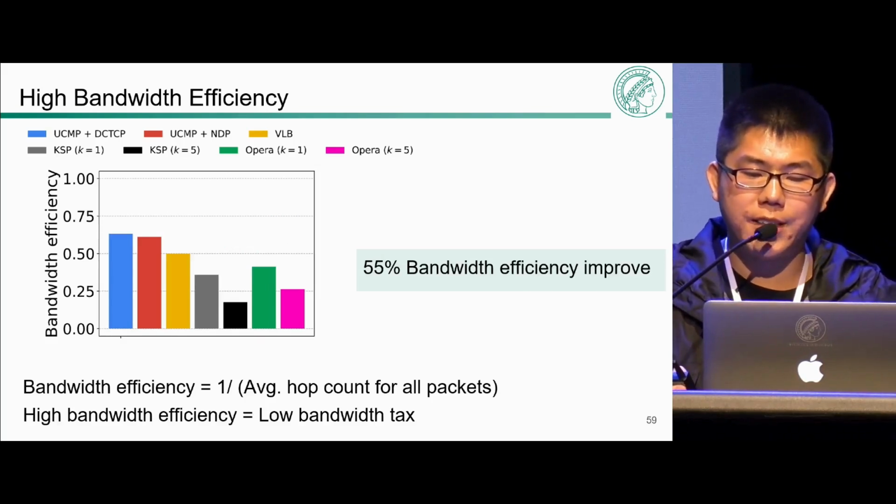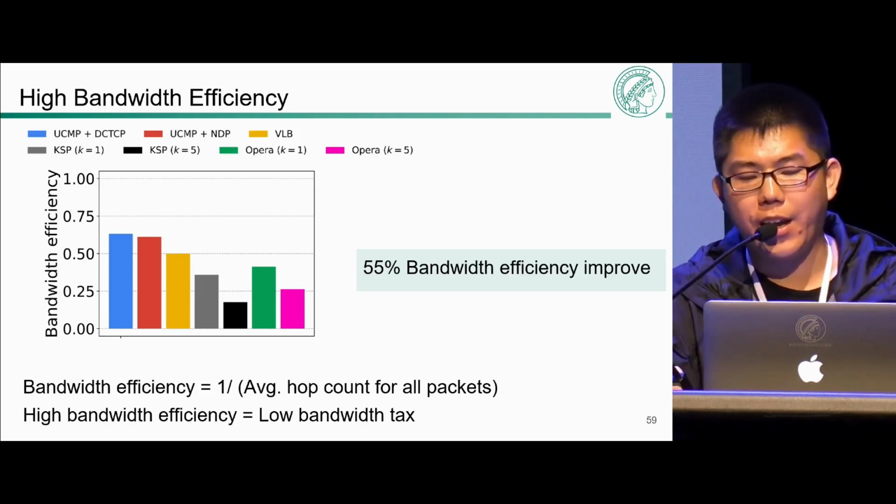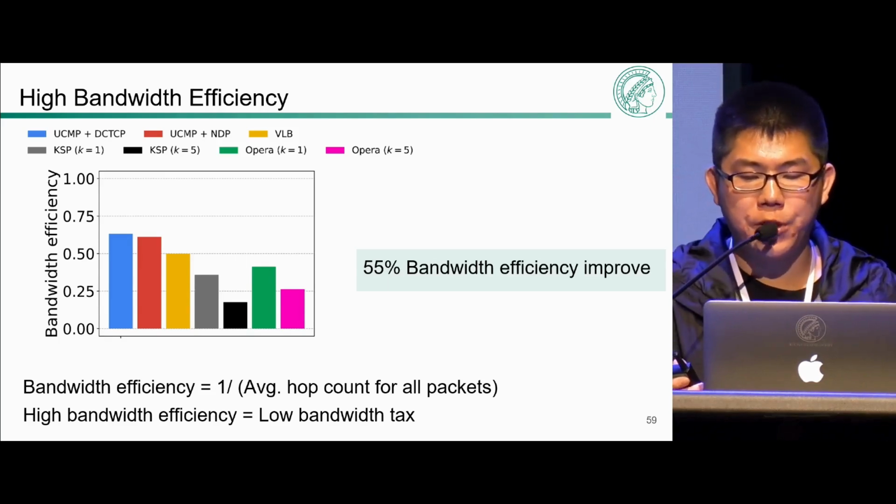UCMP also realized high bandwidth efficiency. We calculate the average hop count for all packets and use 1 divided by this number to get bandwidth efficiency. A high bandwidth efficiency means a low bandwidth tax. UCMP realized 55% bandwidth efficiency improvement.